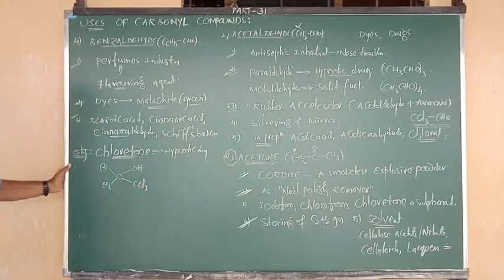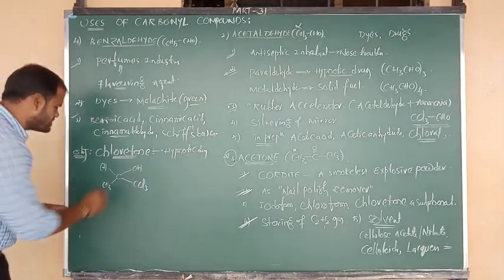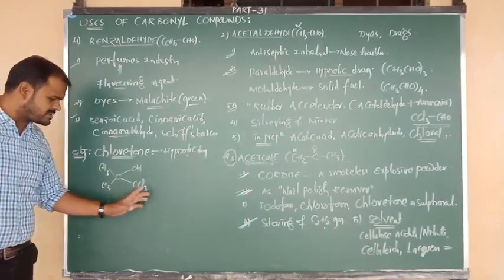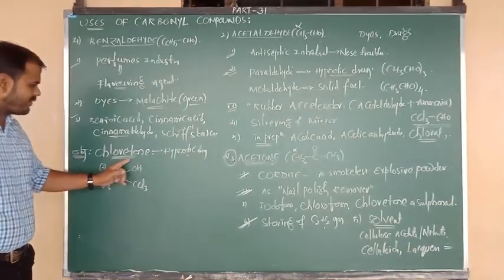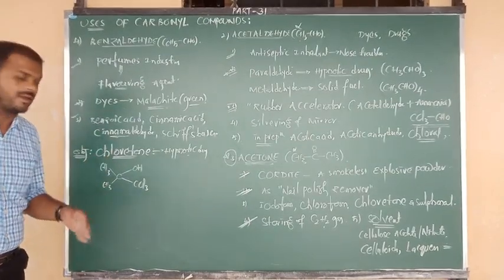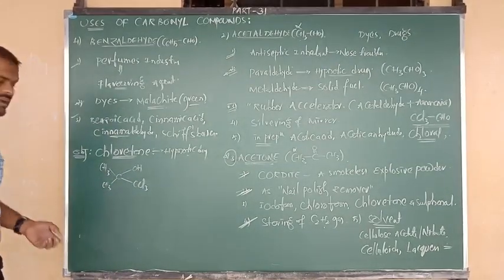So what is the formula? The central C is connected to two methyl groups, one OH, and one CCl3. This is our formula of chloretone. It is nothing but a hypnotic drug. Very, very important. Sir, what is the IUPAC name of this hypnotic drug?